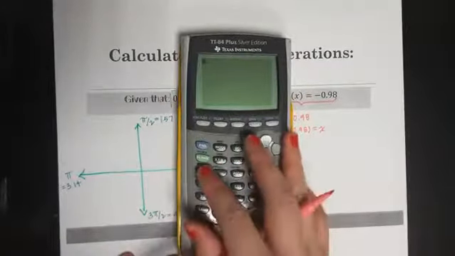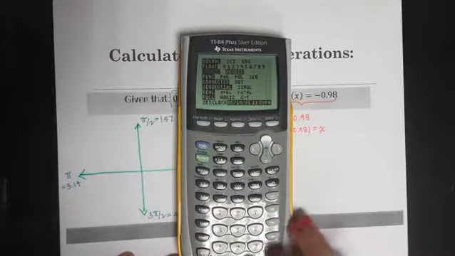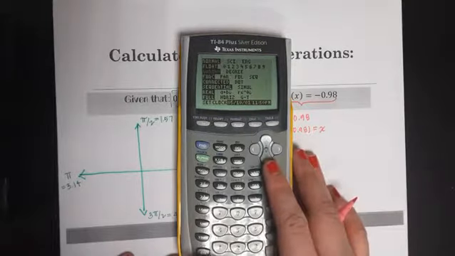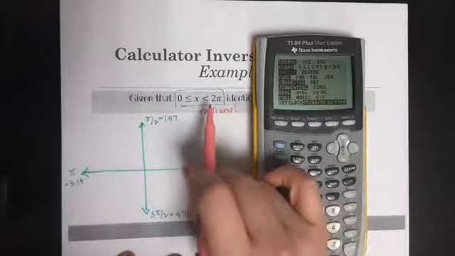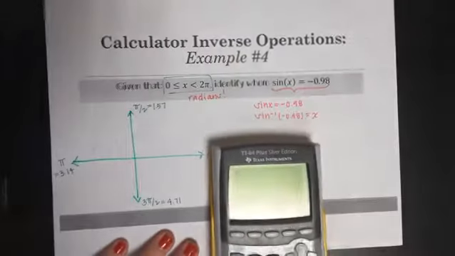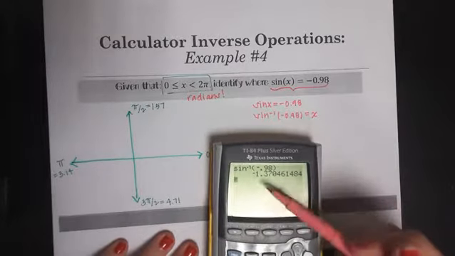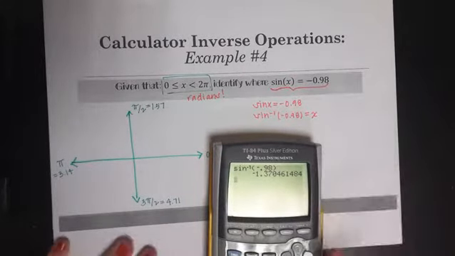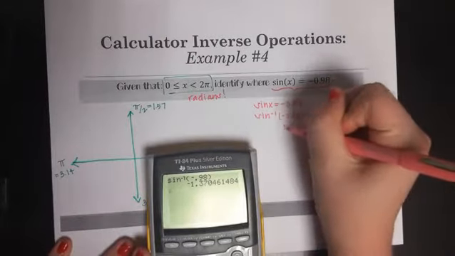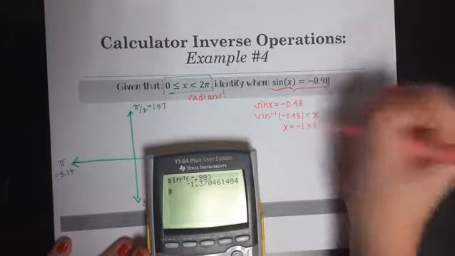So when I'm in my calculator, I need to go ahead and change from my degree work into my radian work. So this is really important, that depending on this restriction, I change the mode in my calculator. So then I'm going to go ahead and evaluate this. Inverse sine of negative 0.98. That gives me the value of negative 1.37. So x equals negative 1.37.